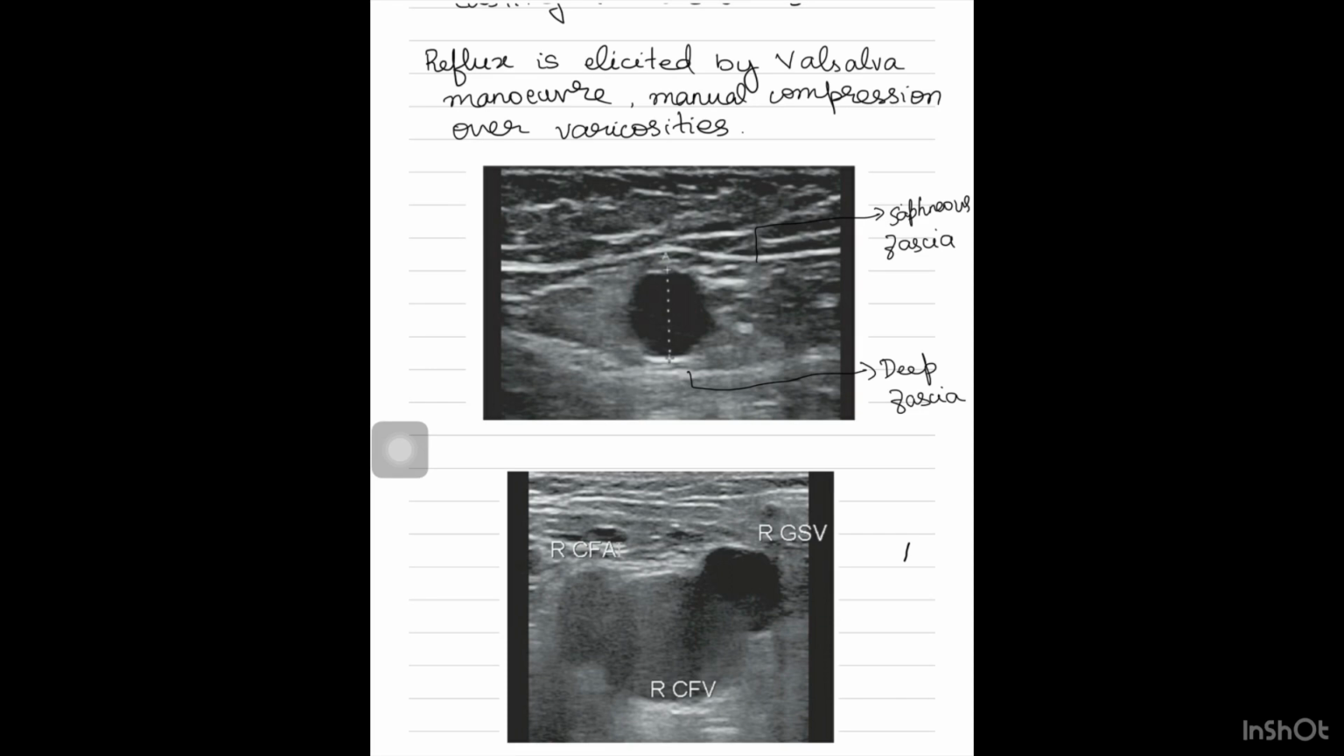So this is the normal ultrasound picture of the saphenous vein. This is the GSV. And this white line what you see is the deep fascia, and the line which is seen above is the saphenous fascia or the superficial fascia. So it is present superficial to the deep fascia and within the saphenous fascia.